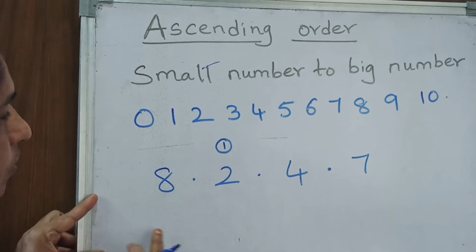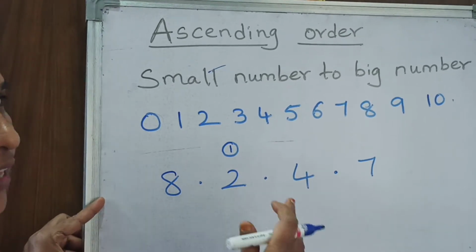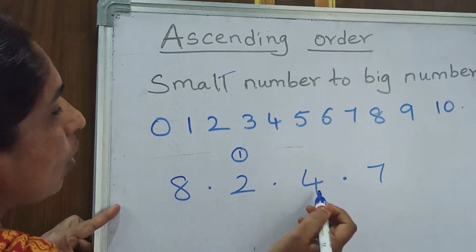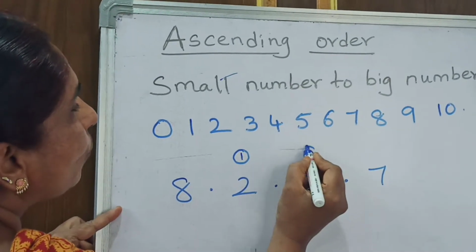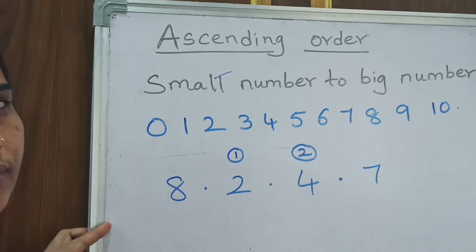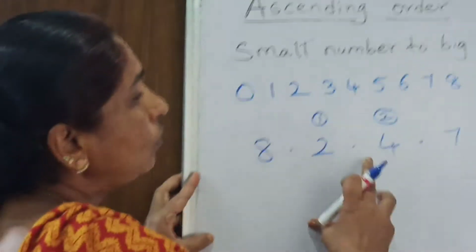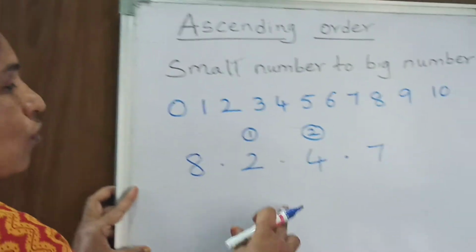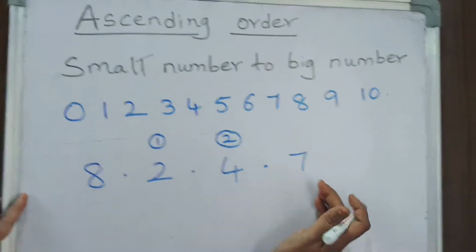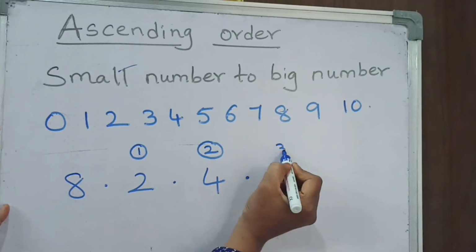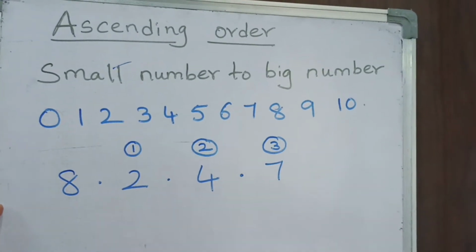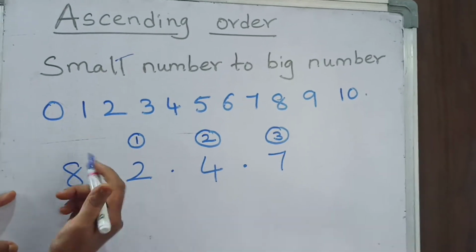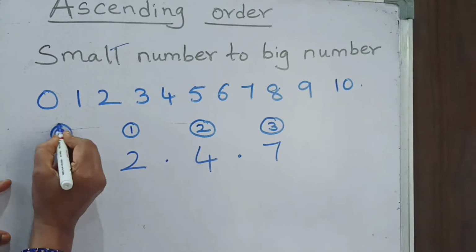Then after 2, which is the smallest number? After 2 comes 3, after 3 comes 4. So 4 is the second smallest number. So on the top of the 4, you just write 2 and then circle it here. Is it clear, children? So 2, 4. After 4 come 5, 6, 7. So 7 is the next smallest number. So on the top of the 7, you just write 3. Is it clear? And the last one remaining is 8. After 7 comes 8. See, now you got the order.